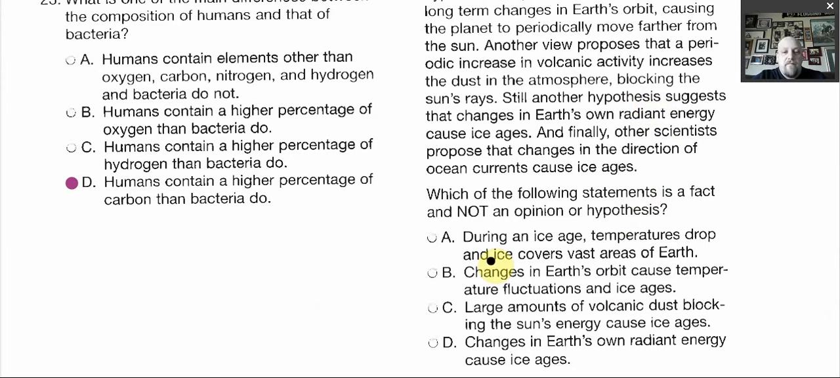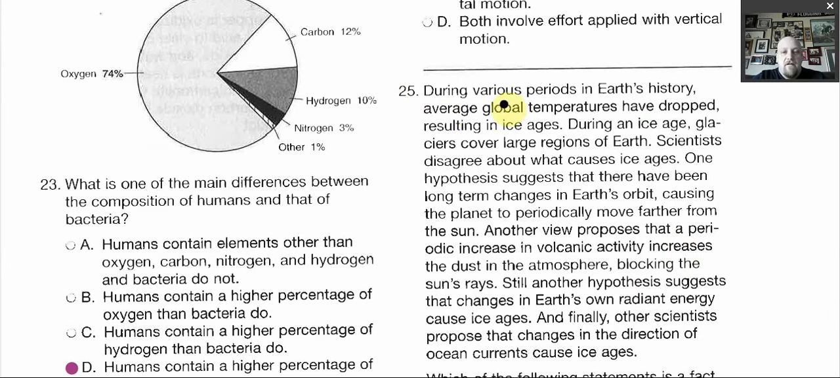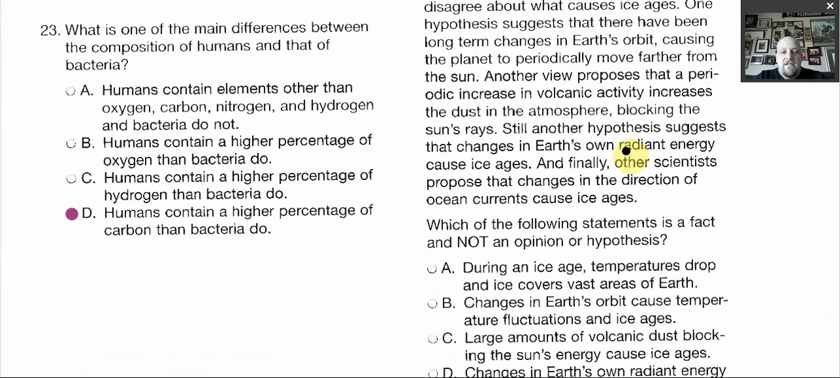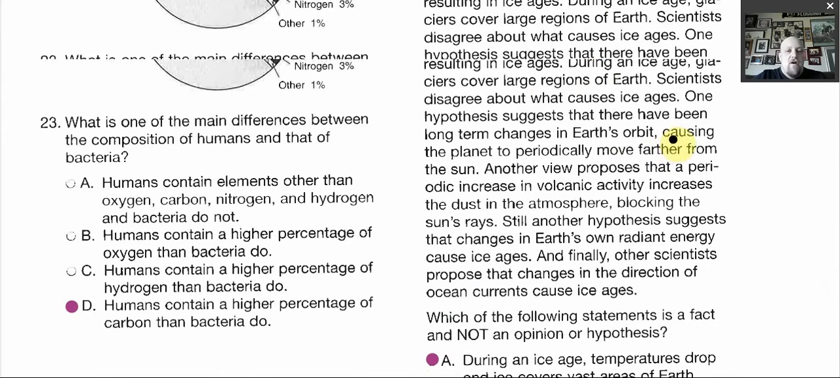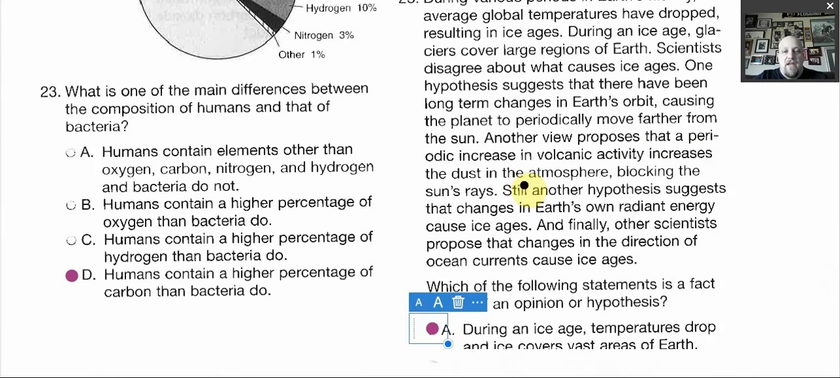So during an ice age, temperatures drop and ice covers vast areas of the Earth. So right here, during various periods in Earth's history, average temperatures have dropped, resulting in ice ages. That is a dead fact. It's not a hypothesis. All these other ones are hypotheses and guesses from scientists as to what causes ice ages. But we know for a fact that ice has covered the planet.